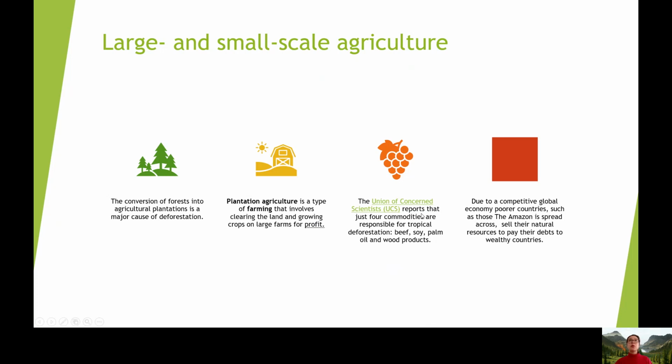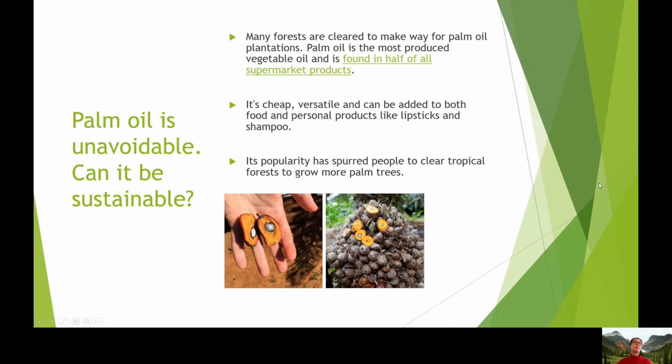So this union of scientists reports that just 4 commodities are responsible for tropical deforestation: beef, soy, palm oil, and wood products. So that's the beef that we might eat, the soy that we drink in soy milk, palm oil, which is found in a lot of different products, and wood products, including paper and toilet paper. Due to a competitive global economy, poorer countries, such as those near the Amazon, sell their natural resources to pay their debts to wealthier countries, like I mentioned earlier.